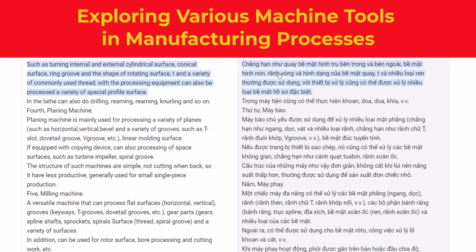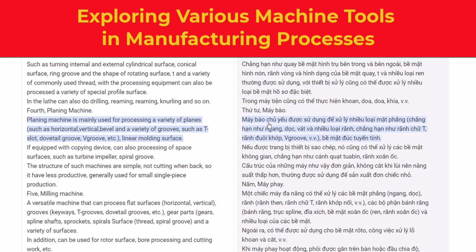Third, lathe machine. The lathe is mainly used for processing a variety of rotating surfaces and the end faces of rotating bodies, such as turning internal and external cylindrical surfaces, conical surfaces, ring grooves and shaped rotating surfaces, and a variety of commonly used threads. With special processing equipment, a variety of special profile surfaces can also be processed. On the lathe you can also do drilling, reaming, knurling and so on.